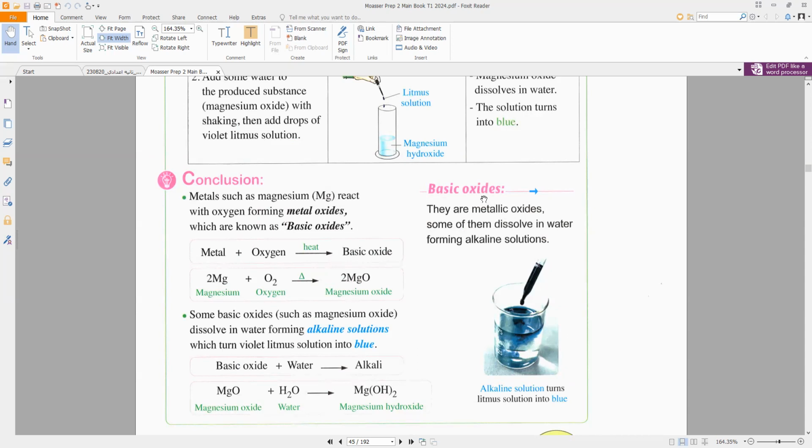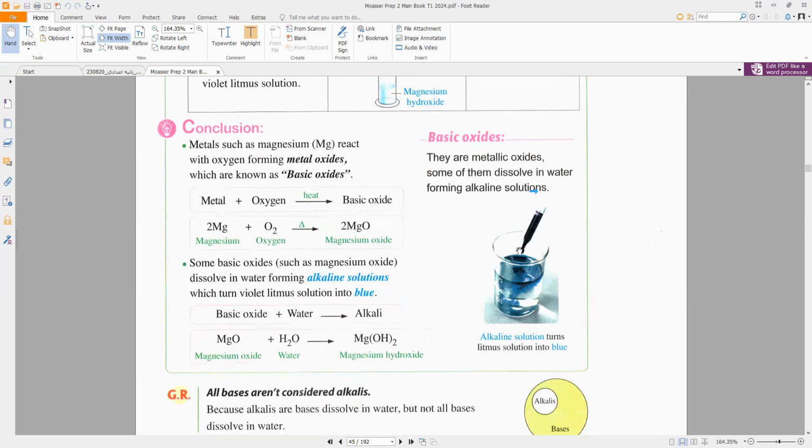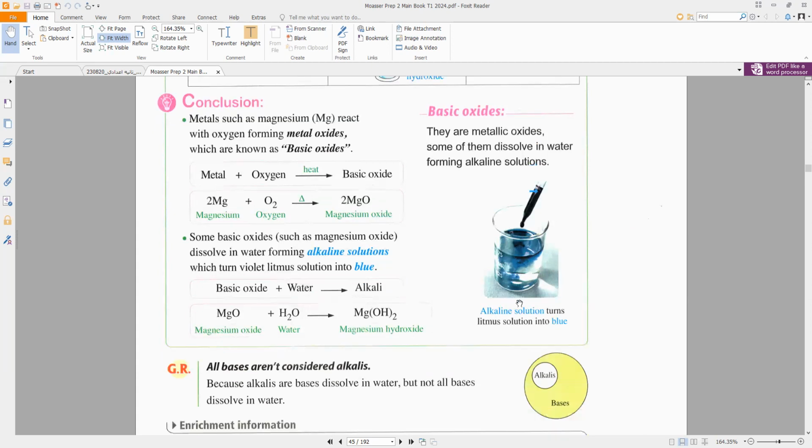And the basic oxide means metallic. Any metal reacting with oxygen forms a basic oxide, because when dissolved in water it forms an alkaline or basic solution. So the basic oxide, the metallic oxide, when dissolved in water forms an alkaline solution. This is the definition of basic oxide. As we see, the solution color changes to blue, so it's an alkaline solution.